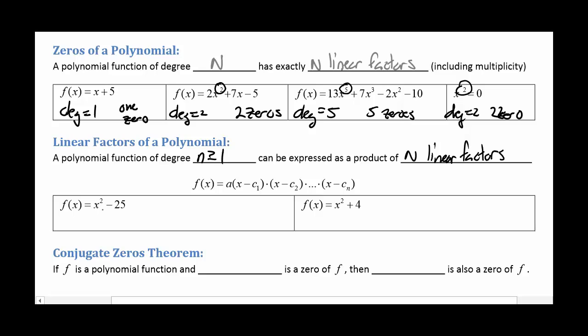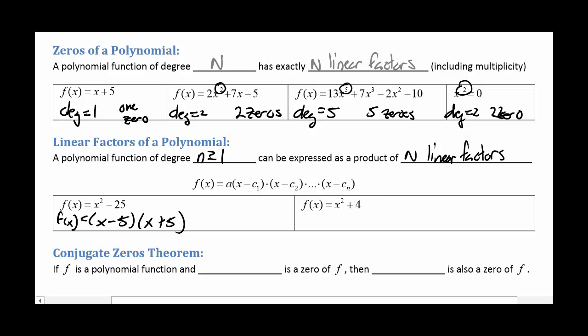So we'll give an example of this. Here we've got x squared minus 25. That's a difference of 2 squares. So x minus 5 and x plus 5 would be our linear factors of that polynomial.